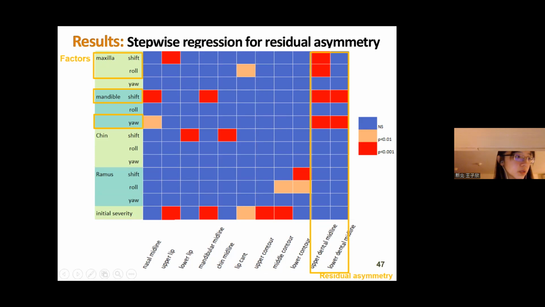And for dental midline, the upper dental midline was related to maxillary shift, roll, and mandibular shift and yaw asymmetry. The lower dental midline was related to mandibular shift and yaw asymmetry.